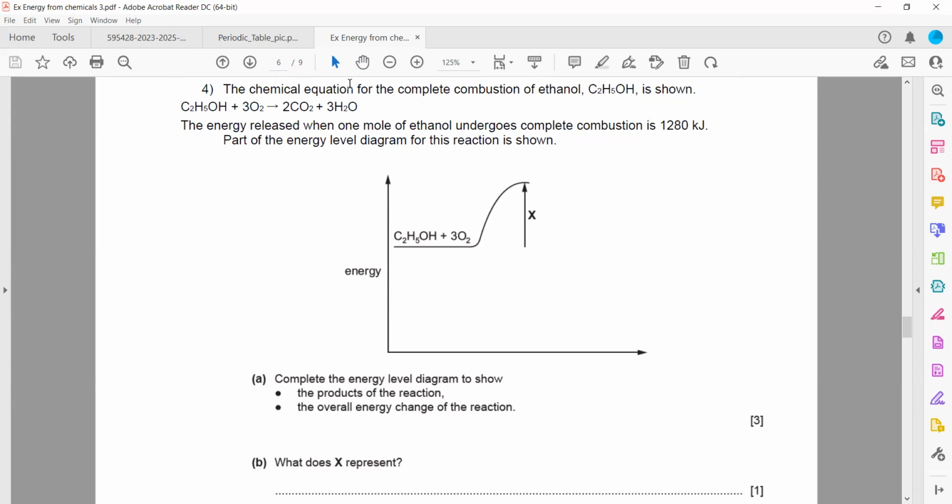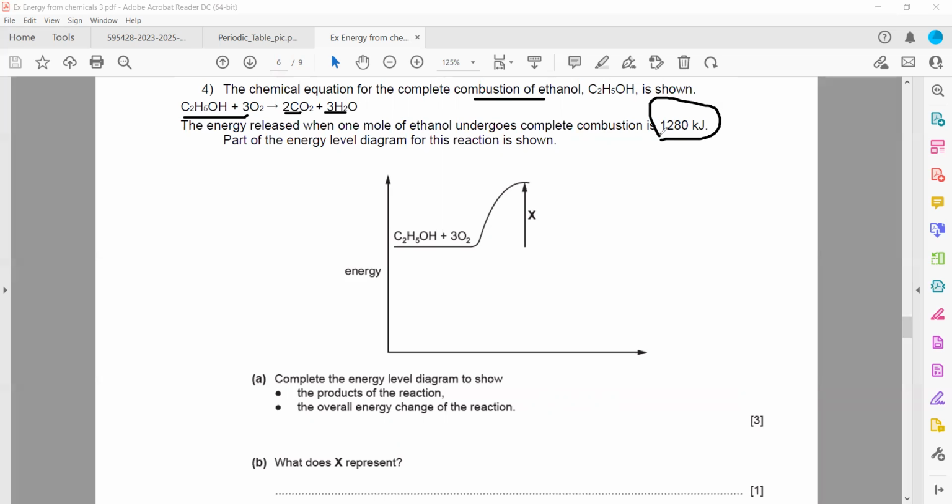In this question, the chemical equation is for a complete combustion. Burning is always exothermic. So when we burn ethanol, it gives carbon dioxide and water. The energy released when 1 mole of ethanol undergoes combustion is 1280. That's the energy change or energy released.